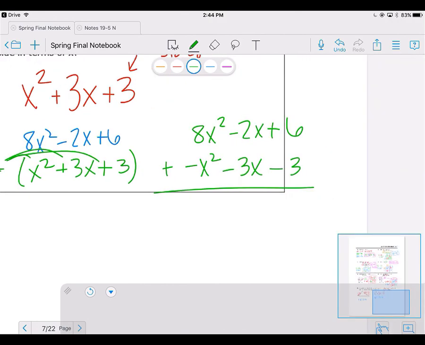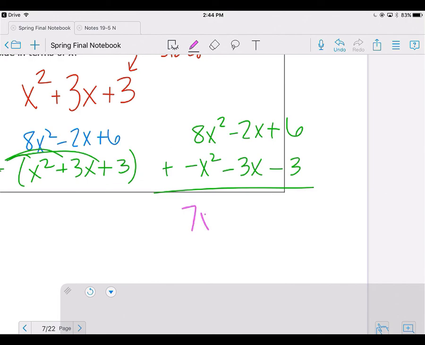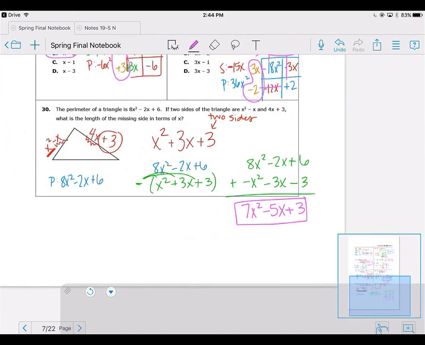Because now I just have to add what I see. So 8 plus negative 1 is 7 x squareds. Negative 2 plus negative 3 is negative 5 x's. And 6 plus negative 3 is a positive 3 on my numbers. So 7x squared minus 5x plus 3 is my answer for that missing third side.